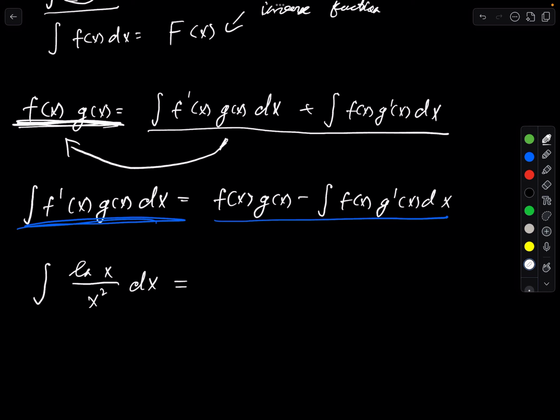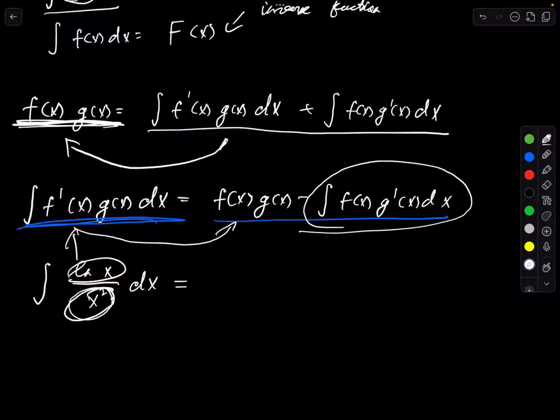All right. So our goal here is to choose one of these as being our derivatives of original functions and choose another function that will be easy to take the derivative of in this part of the equation. Well, what is much easier here to do? I think we can say the natural log of x.